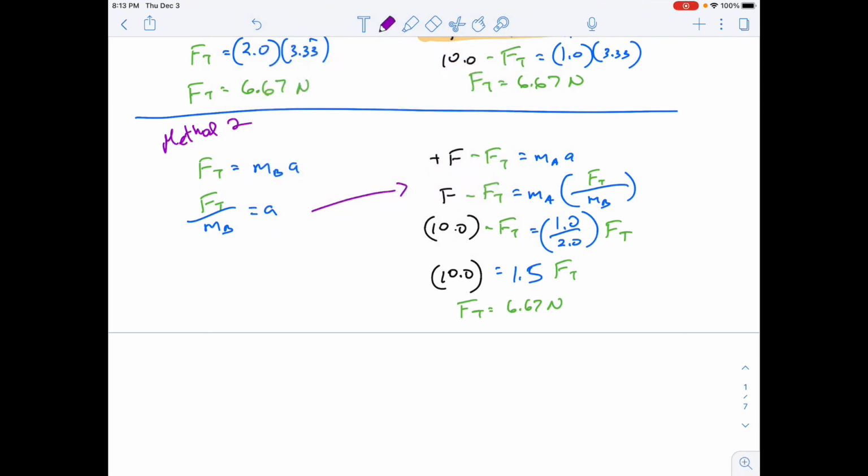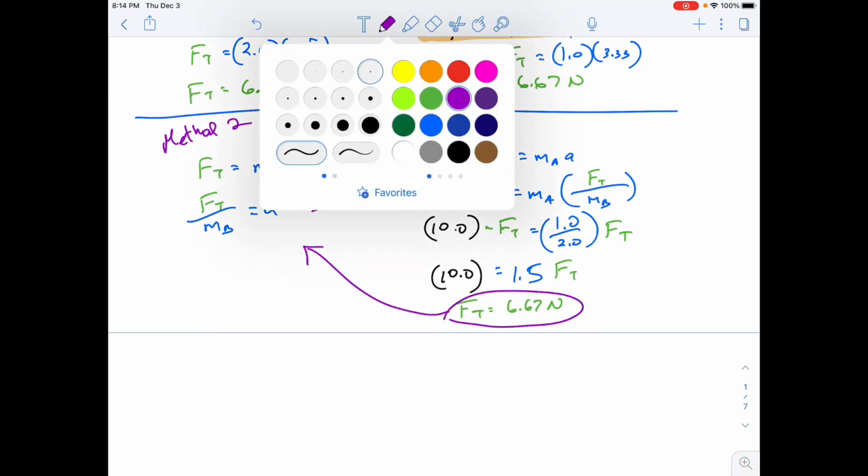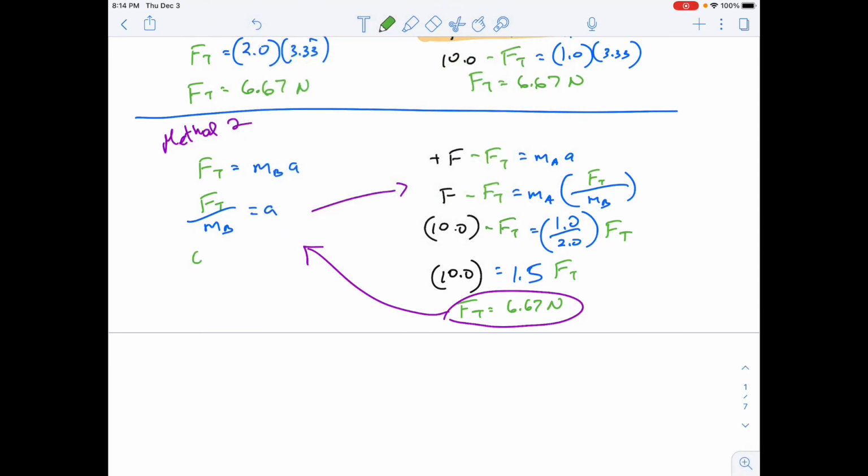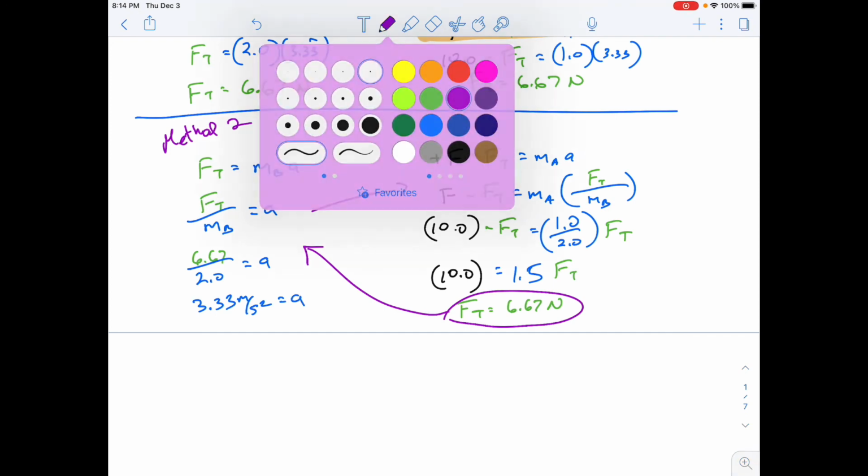And then of course, once you get that 6.67 newtons, since we pretended not to solve for the acceleration before, we can take that answer and plug it into the previous equation, and then we can solve for acceleration. We can say, okay, 6.67 divided by 2.0 equals acceleration. 3.33 meters per second squared equals acceleration.